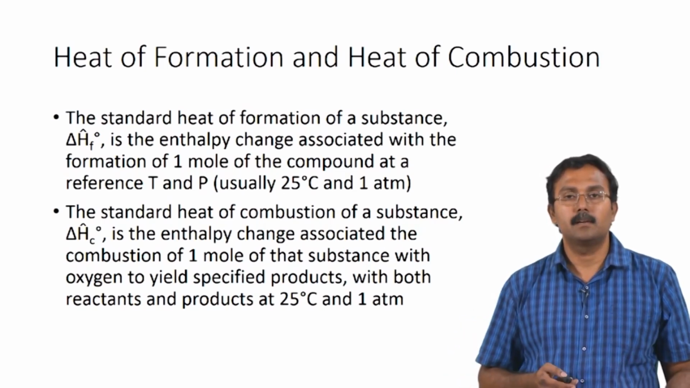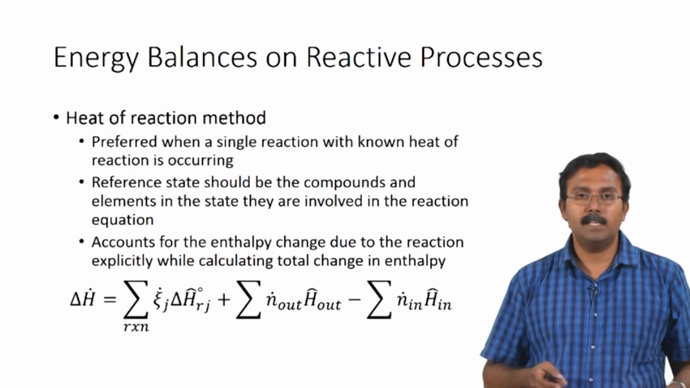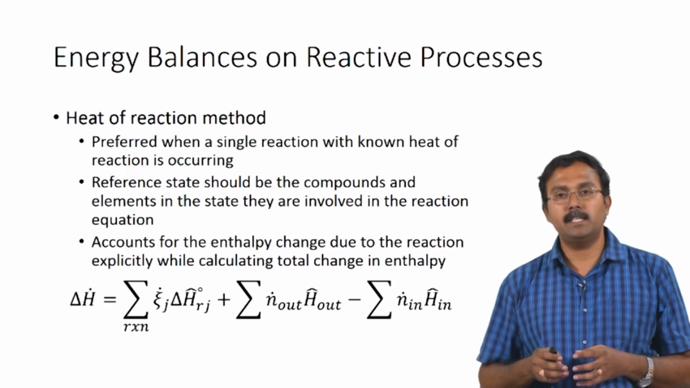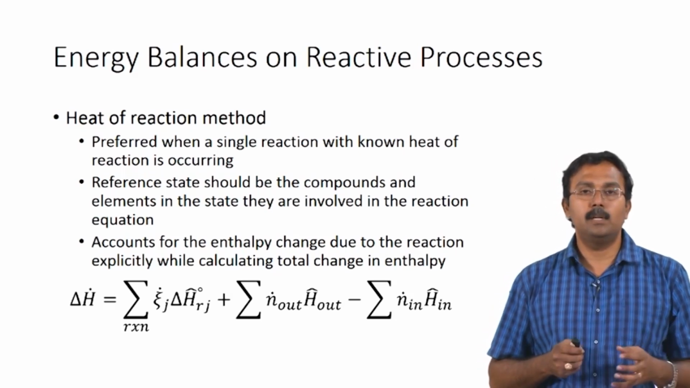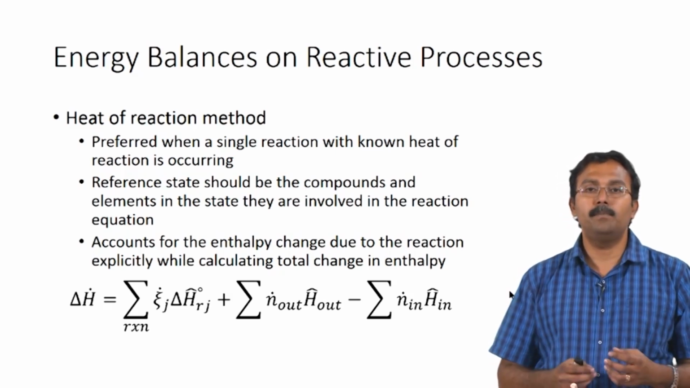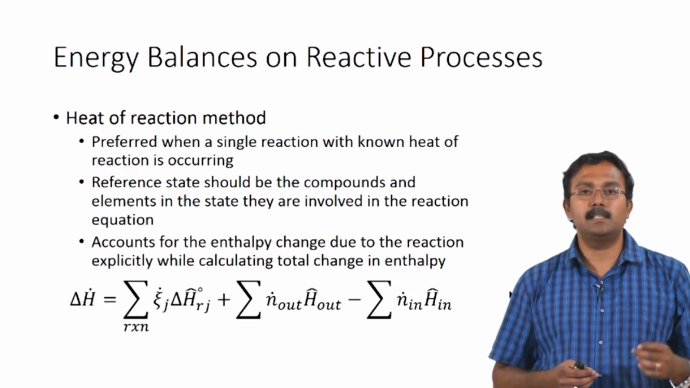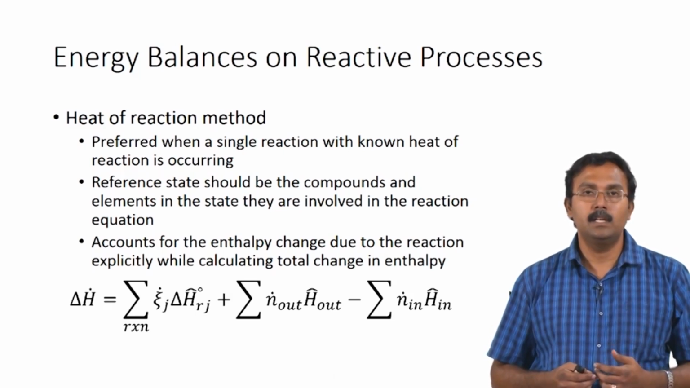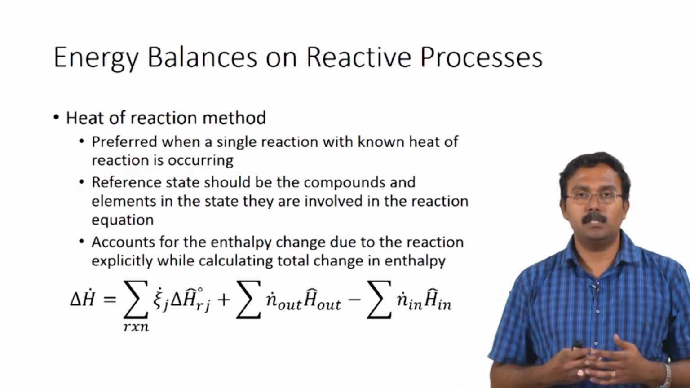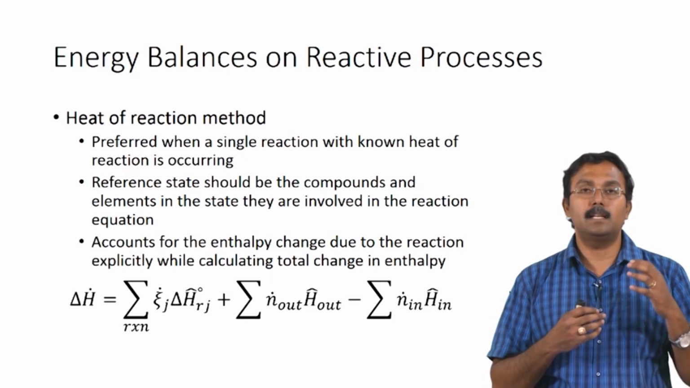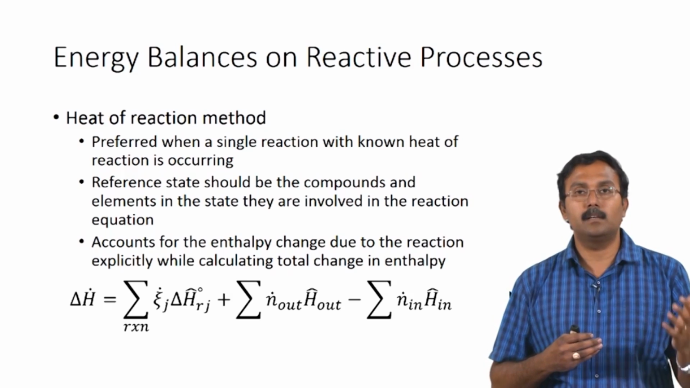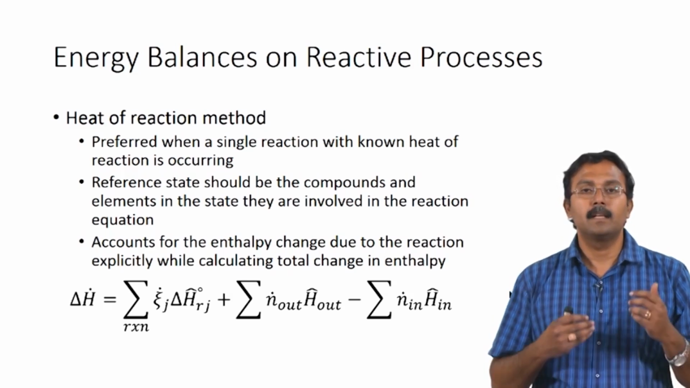So, when we perform energy balances on reactive processes, we can use the heat of reaction method or the heat of formation method. The heat of reaction method is usually preferred when you have a single reaction with a known heat of reaction. The reference state would be the compounds and elements in the state in which they are involved in the reaction equation. Again, please remember, I am talking about the equation given, not the process itself. So, we use the temperature, pressure and phase as they appear in the equation, not as they appear in the process.